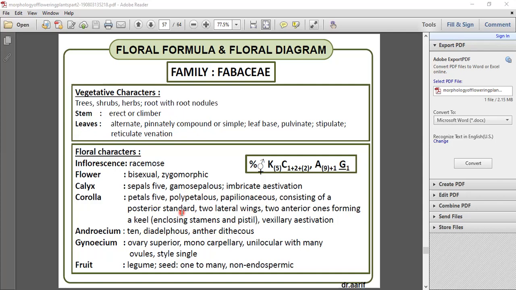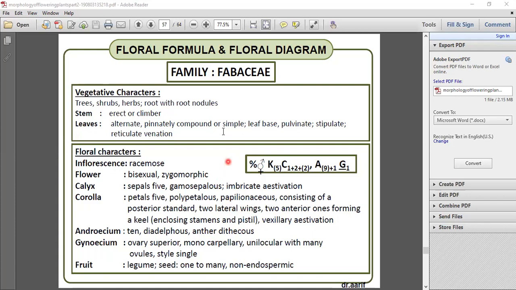Monoadelphi, diadelphi. What do we mean by adelphous? Their stamens are attached. Yes. So diadelphi means it is attached in two bunches or two groups. That's why diadelphous. Okay.